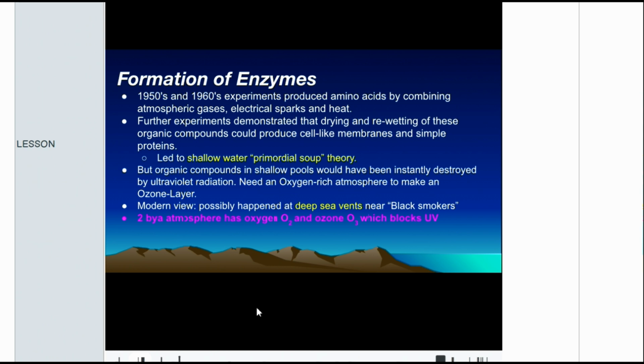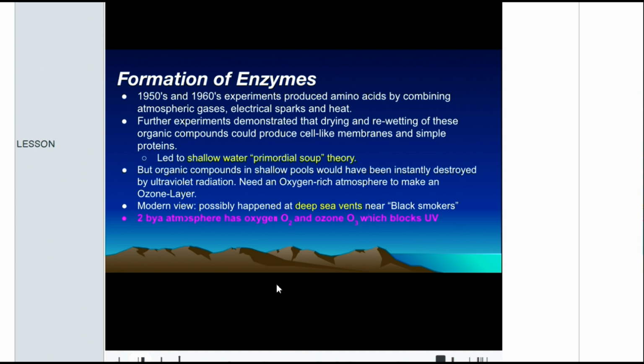So by doing this, they were then able to create conditions that were favorable to creating life. So that gave them their primordial soup theory, and the shallow water from the early oceans, because they were not super deep at the time, allowed all of this to happen. They believe that it started happening near the deep sea vents, which they call black smokers, because these are the volcanic areas underneath the ocean.